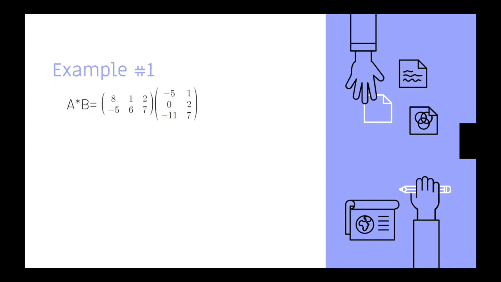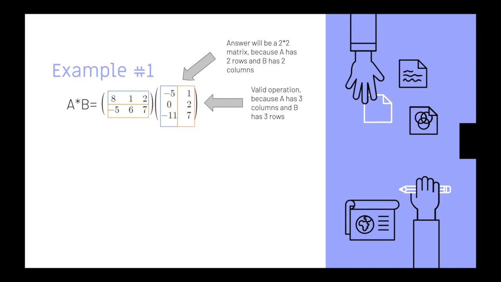For our first example, we have to multiply a 2 by 3 matrix by a 3 by 2 matrix. The first thing we should look for is if the operation is valid. We can see that A has 3 columns and B has 3 rows, which are equal, so this operation is indeed valid. Next, we notice that A has 2 rows and B has 2 columns, which tells us that the answer will be a 2 by 2 matrix. Now we are going to start multiplying.